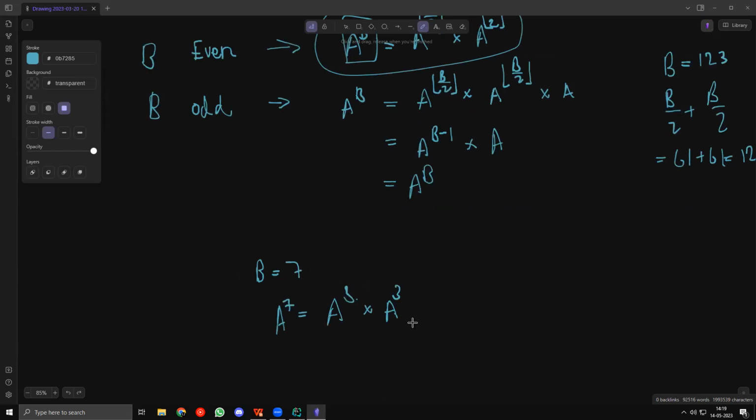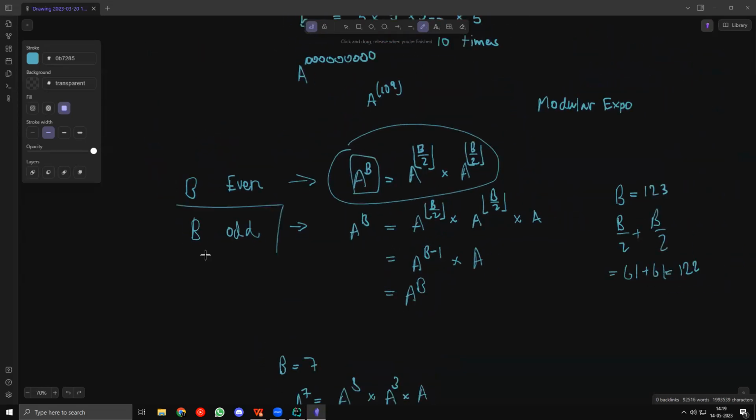There's no reason to take 3.5. We won't be taking 3.5. So we'll take a as 3 and a to the power of 3 again. And then we multiply by a once more, just so that it adds up in total to 7, right? So we'll just do that once more. So this is the idea behind odd.